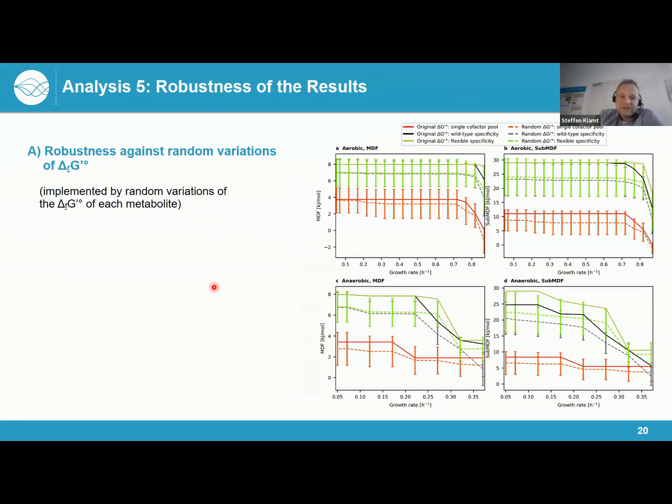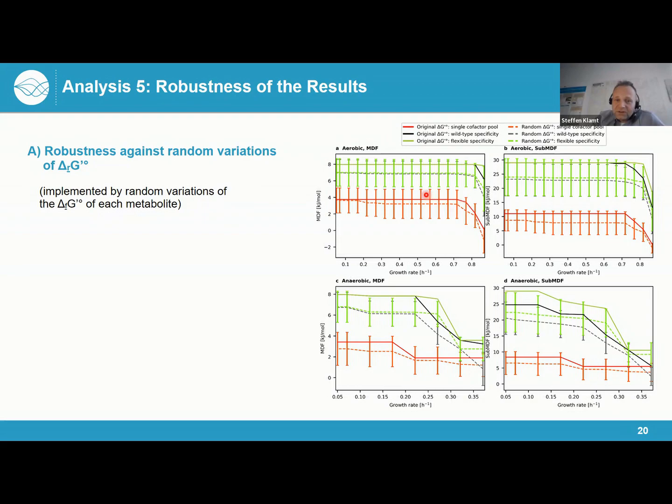So as a last step, we did several robustness analyses in order to understand how far our assumptions or used parameters may affect the results. In the first step, we tested the effect of introducing random variations in the standard Gibbs energies, because the standard Gibbs energy values, of course, have uncertainties. And we implemented this by random variations of the standard formation energies for each metabolite, which then yields consistent changes in the standard Gibbs energies of the reactions.